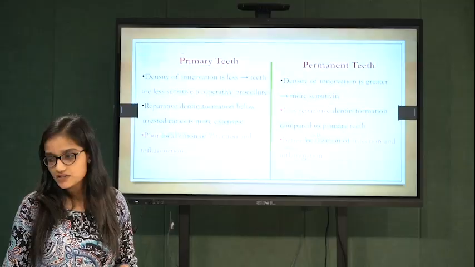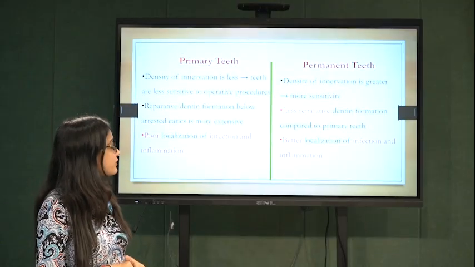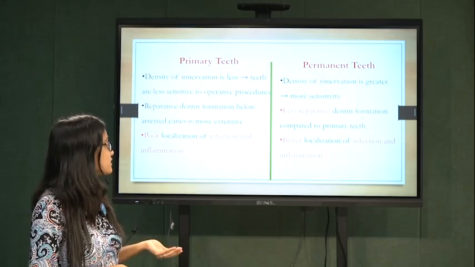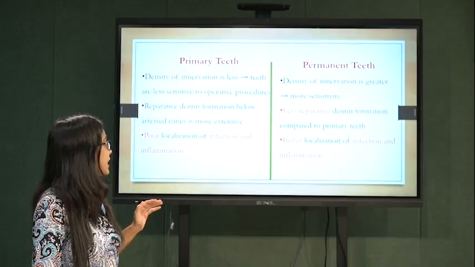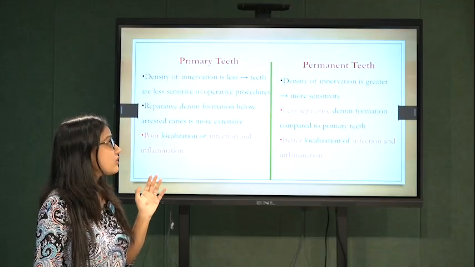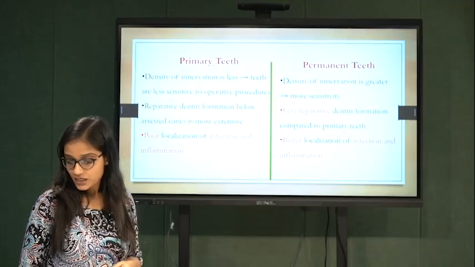What are the other features that we can see in the primary teeth? So, density of innervation is less in the primary teeth. So, teeth are less sensitive to operative procedures when we are doing cavity preparation or anything. So, primary teeth are less sensitive. And in permanent teeth, density of innervation is greater. So, we feel more sensitivity.